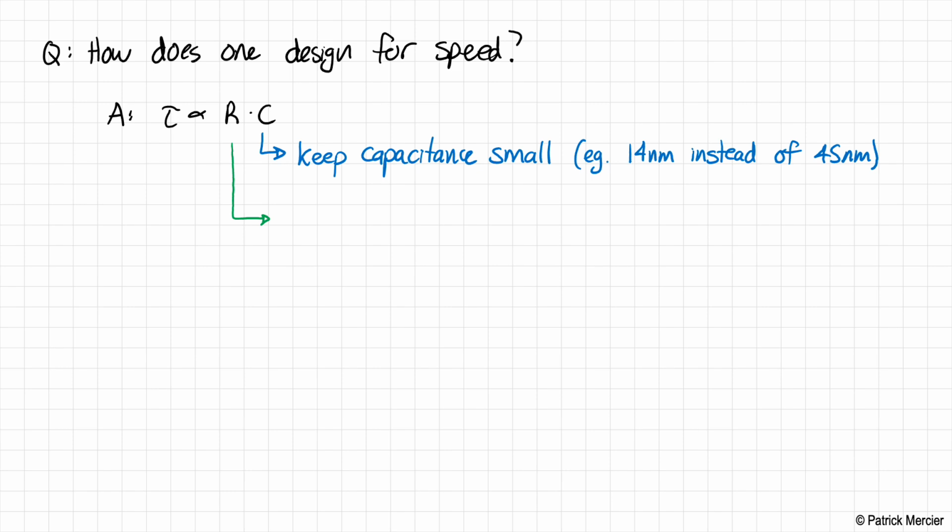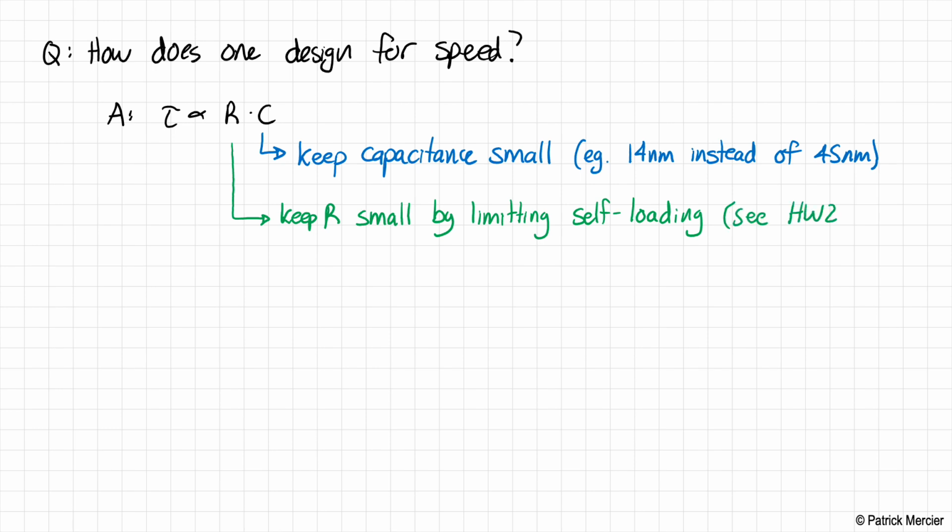Now we can also have control over the R term. So we can keep R small by, well, how do we keep R small? By increasing the size of our transistors. Damn it. We just said we want to keep our transistors small to keep C small. So we can't just upsize our transistors. So let's keep R small by limiting self-loading. I'm not going to say anything more than that other than see homework 2. You'll explore this trade-off in homework 2.